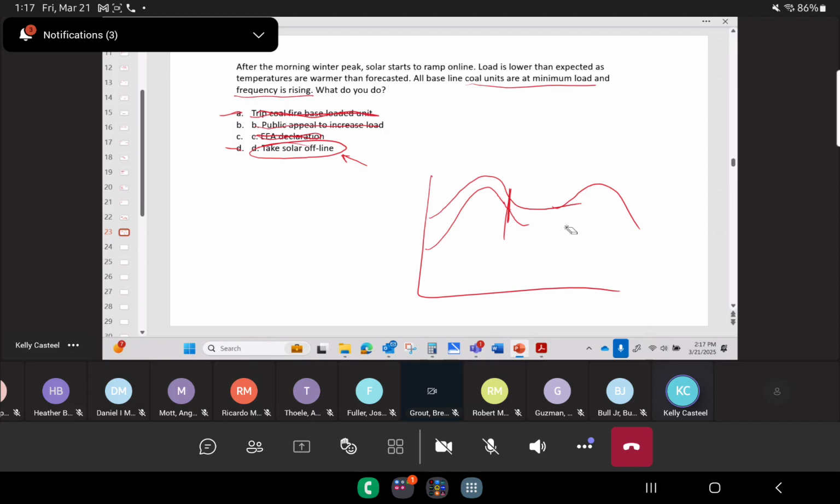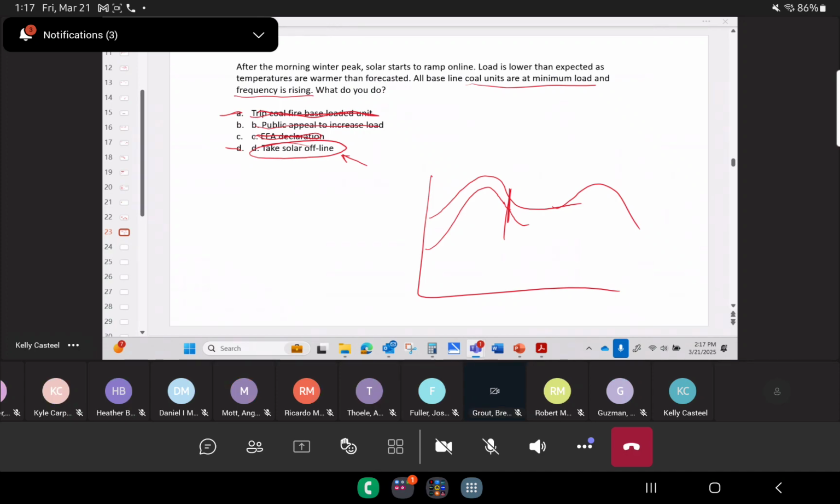A lot of coal-fired units, we just don't do a really good job of being able to turn those around. Most companies don't do a really good job of turning those coal-fired units around quick. So for this, I'm going to say Delta is the correct answer for this one. Questions or comments on that one?